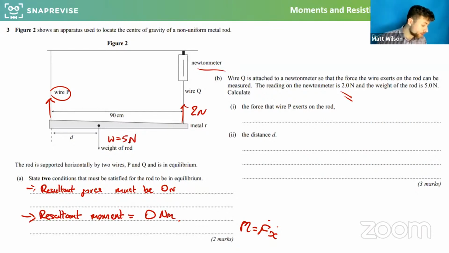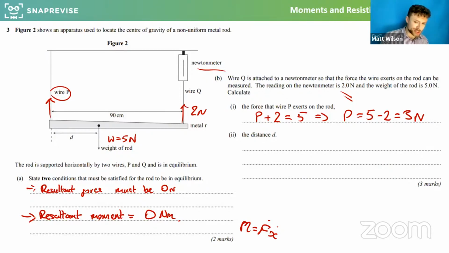Okay, so what must P be? Well, the first kind of equilibrium says the total force is 0, which means that P, which is upwards, plus 2, which is upwards, must balance the 5, which is downwards. So that tells us that P here is 5 minus 2, which is 3 newtons. Good, absolutely right. And now they ask us to find the distance d. Now there's a big hint here. The first part of the question made us think about both kinds of equilibrium.